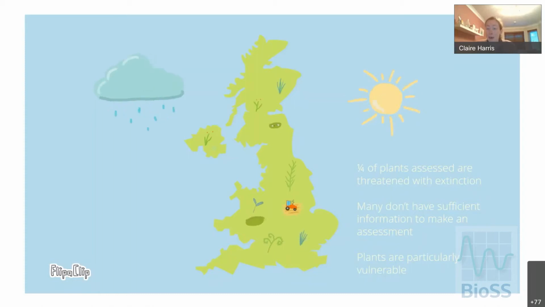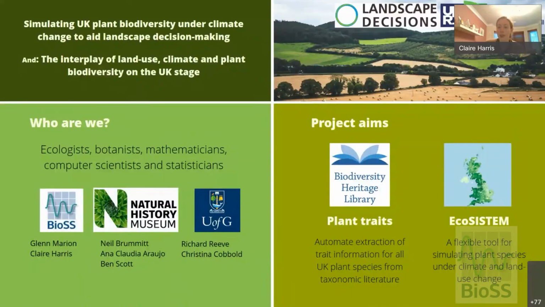And when we're thinking about plants and climate change, we know that plants are particularly vulnerable because they're limited by how far they can disperse their seeds, and so that might not be as far as their animal counterparts can roam. So that's the background of the project, and we've got two approaches for this really.